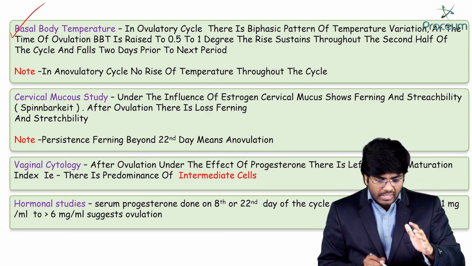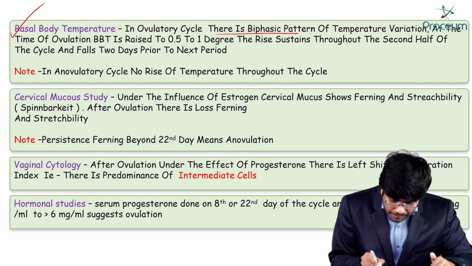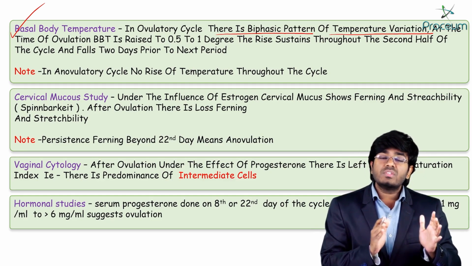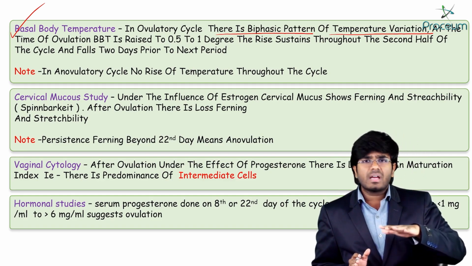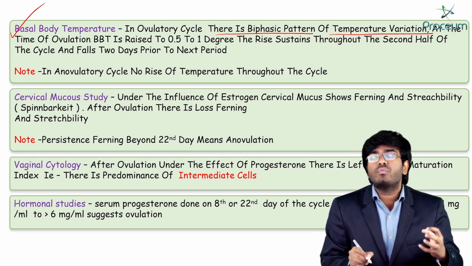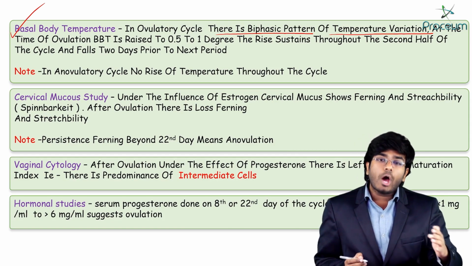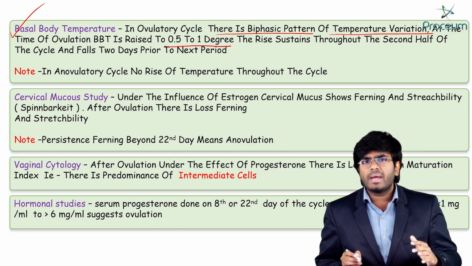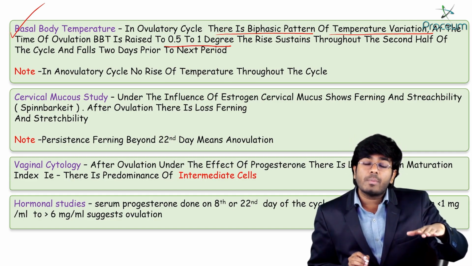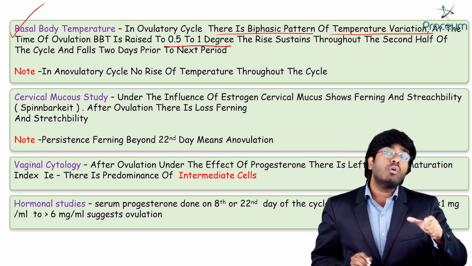Guys, usually an ovulatory cycle is a biphasic cycle. A biphasic pattern of temperature variation is seen. What do I mean by that? Usually in the first 14 days, the basal body temperature is almost normal. But on the day of ovulation, because of the high LH surge, there is an increase in the basal body temperature by almost 0.5 to 1 degree centigrade, which is an indication for the female that she is ovulating.